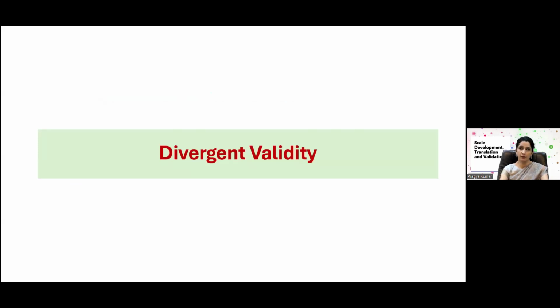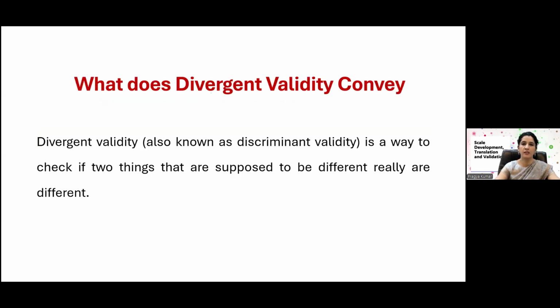Coming to the divergent validity. What is divergent validity? It is also known as the discriminant validity. Both divergent validity and discriminant validity are the same. So what does this mean?